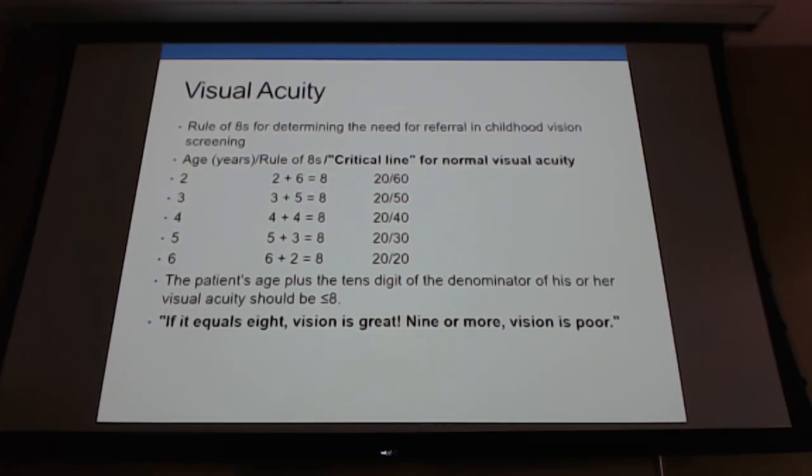Okay? So a 2-line difference is when you would refer, or if they're not meeting that baseline for their age. So let's say I have that same 5-year-old, he's 20/30 in one eye, he's 20/40 in the other eye. Do I need to send that 5-year-old? No, that's 1 line. So I don't need to send that 5-year-old. I need to follow them up in 6 months.